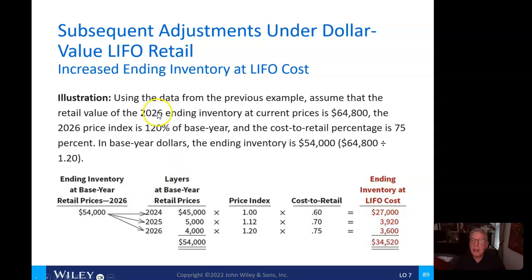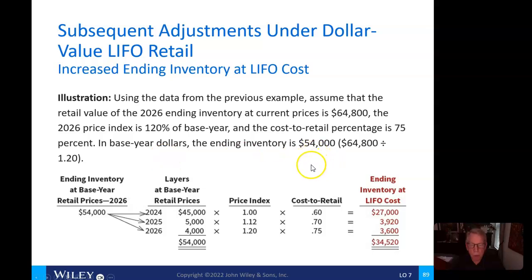So now, using the data from the previous example, you're going to see an increased ending inventory at LIFO cost. So we're going to assume the retail value of the 2026 ending inventory at current prices is 64,800, and the price index is 20% of the base year on top of the base year, and the cost of retail percentage is 75%. So in base year dollars, the ending inventory is 54,000.